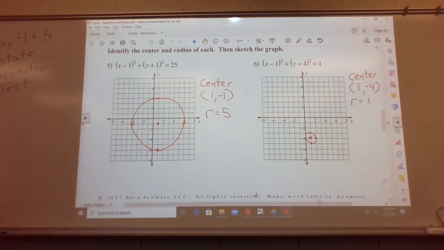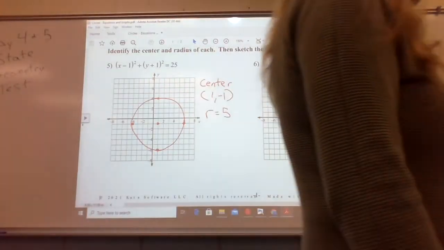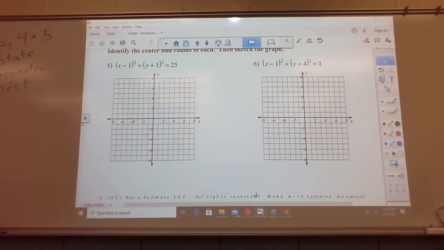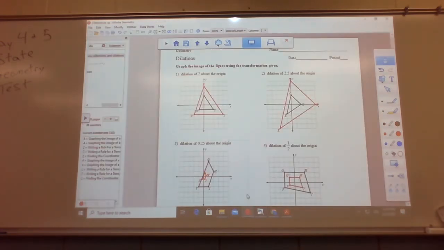Now, the next two are probably the tricky ones. So on these two, I just want you to pay attention for a little bit, because I'm going to go to a different graph here for a moment, just so you can see what's happening. Then we're going to go back to this paper so I can explain it to you. I have my graph paper up.